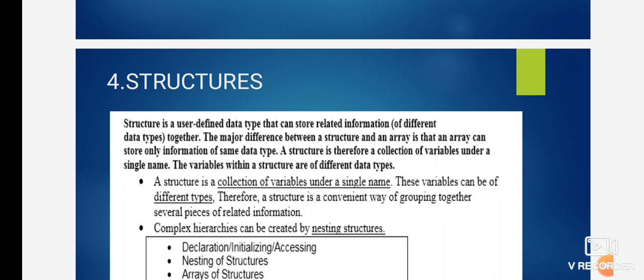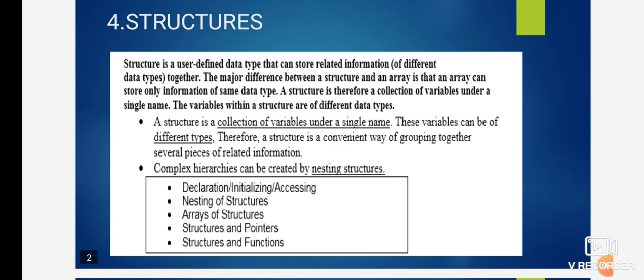So this is the basic definition of structure. A structure is a collection of variables under a single name. These variables can be of different types. Therefore, a structure is a convenient way of grouping together several pieces of related information.